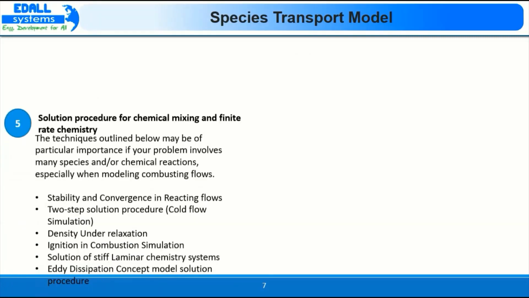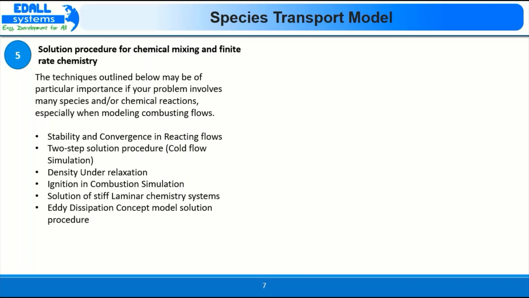So next it comes to the fifth step, that is solution procedure. While dealing with combustion problems, there may arise some difficulties because many species and chemical reactions are involved. So there will be stability and convergence problems. Some solution procedures involve changing some of the under-relaxation factors. One step which many people follow is the two-step solution procedure, that is, without the energy equation, cold flow analysis will be done, then continuing the same simulation, hot flow analysis will be done with the energy equation enabled.